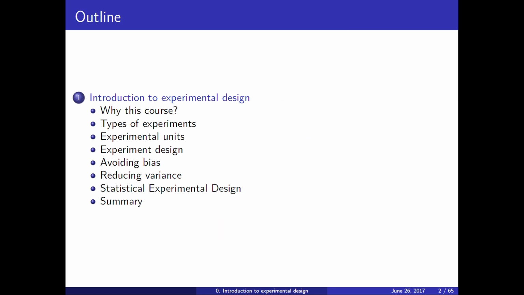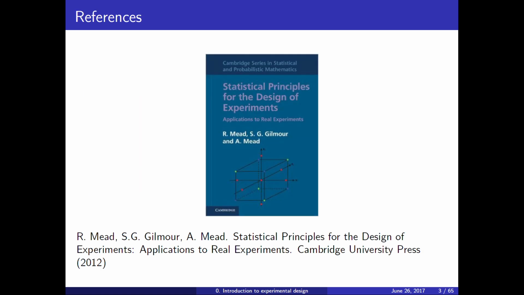So this is the outline of this first lecture. We will see what kind of experiments we have, what are the experimental units, what is the experiment design. We will have a very high overview of these experimental designs, and then we will introduce a couple of topics, bias and variance, that are very much related to these kind of things. And then at the end we will see a little bit of a statistical experiment design. Okay, so if you're interested in this topic, this is a very recommendable book, and you also have mine on the web.